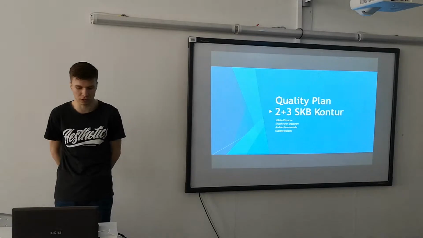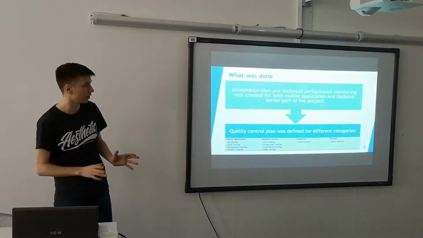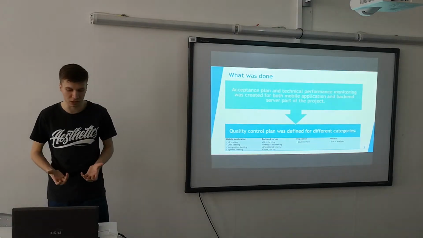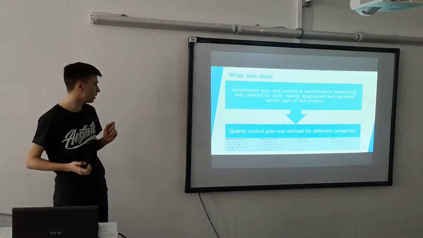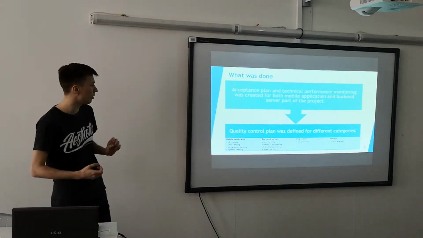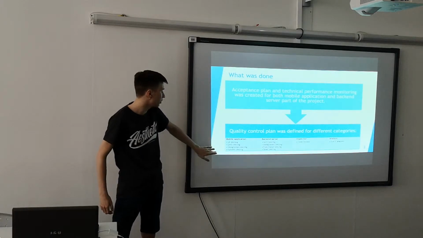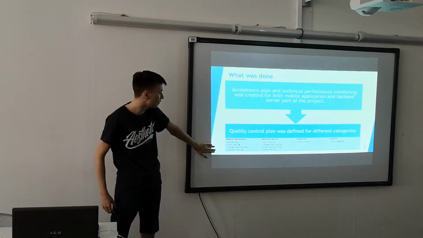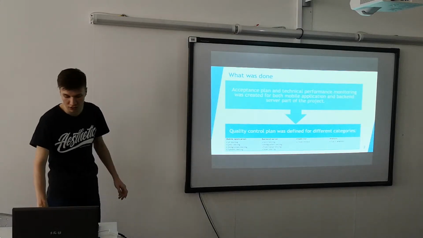I would like to tell you some words about our quality plan, milestone 2 and 3. So for SKB content company, what was done: we created an acceptance plan and technical performance monitoring. That means we created a quality control plan for some deliverables. For example, we're going to have a mobile application with its own testing suite, backend server, inspection and analysis. All of that is described in our document.